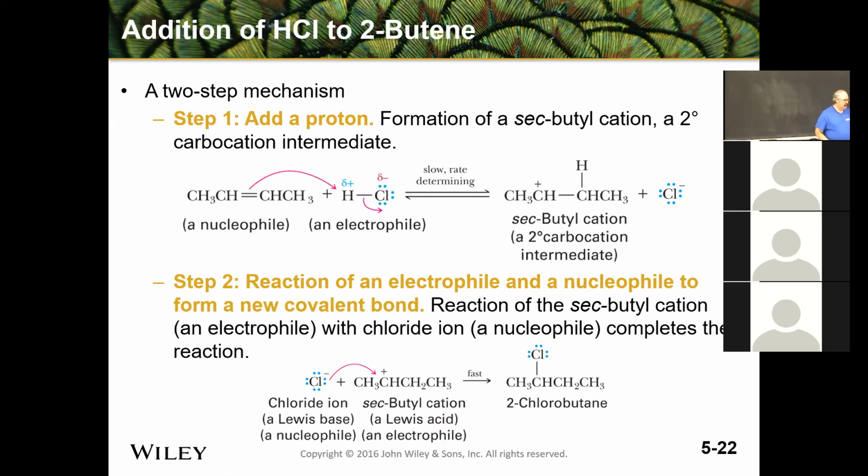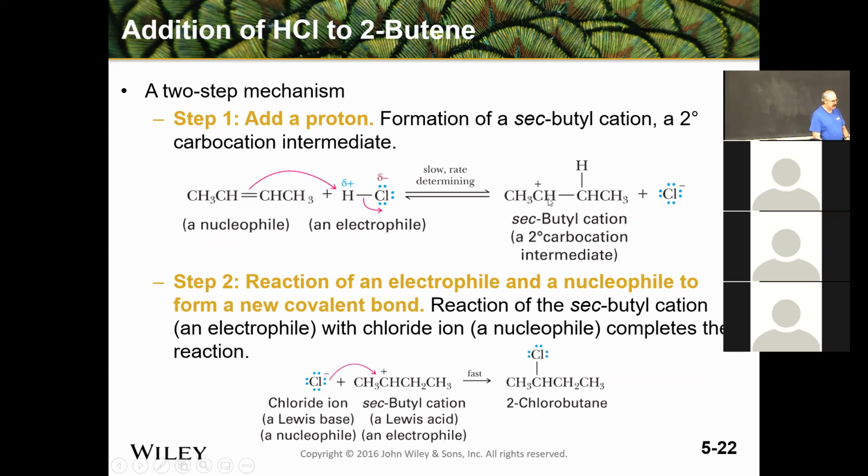So why does Markovnikov's rule work the way it does? Well, it has something to do with carbocation formation and forming the more stable carbocation. So if we start out with 2-butene, this is a nucleophile, that is an electron pair donor. It donates a pair of electrons to hydrogen. Hydrogen gives away its bonding pair to chlorine.